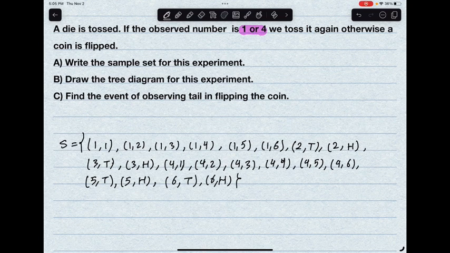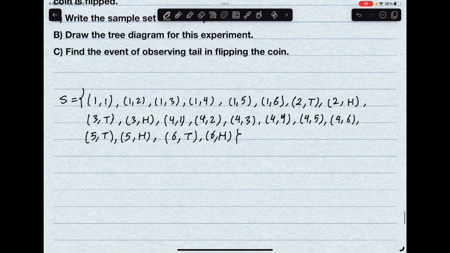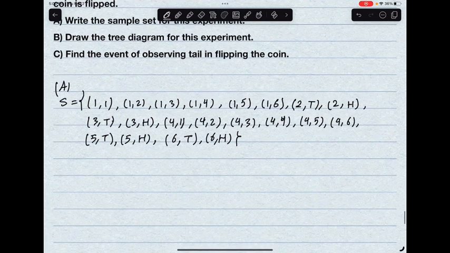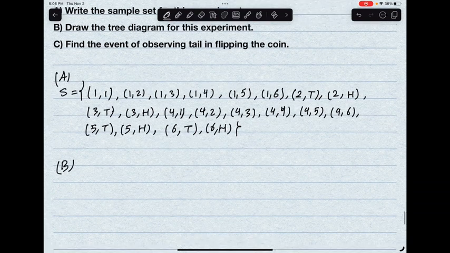How can we count n(S) without writing the sample set? Maybe it's better we talk about counting the numbers after solving part B of the question. Part B says draw the tree diagram for this experiment. So that was the sample set S, which was part A. For part B, let's draw the tree diagram.